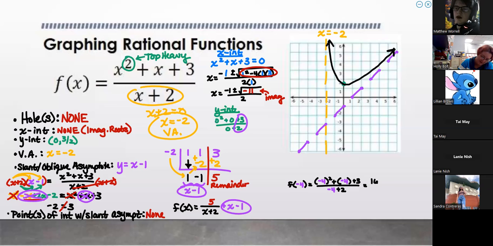All right, so I have 16 minus 4 plus 3 over -2. How's that numerator going to come out? 16 minus 4 plus 3. 15. So I have 15 over -2, -7.5. Not much room to write that down. Sorry, guys. So I have an ordered pair of -4, -7.5 that is on this graph.